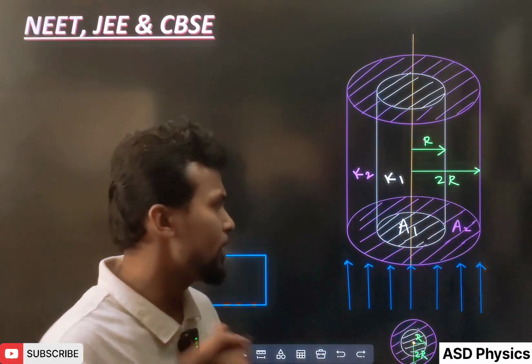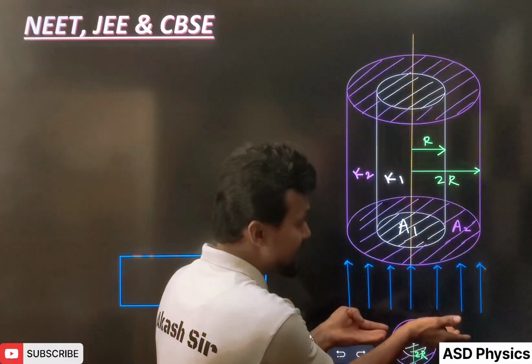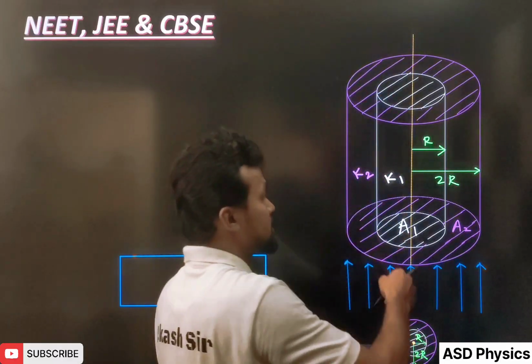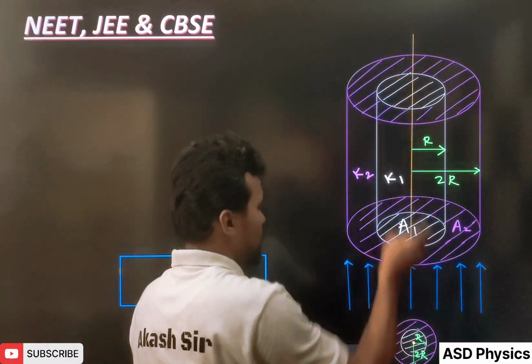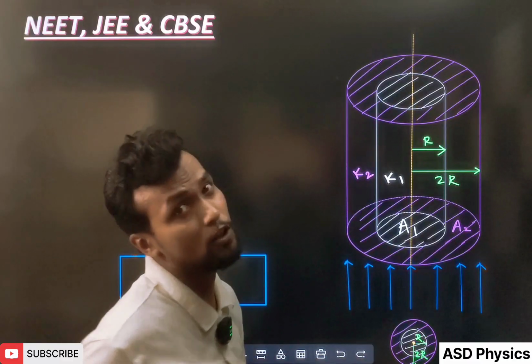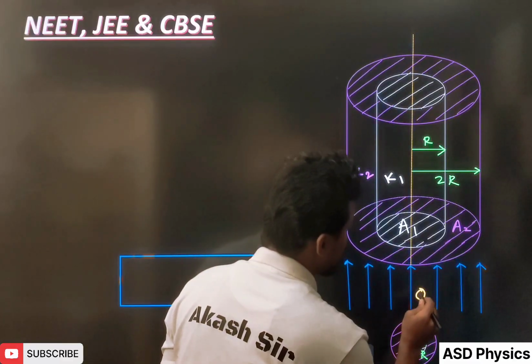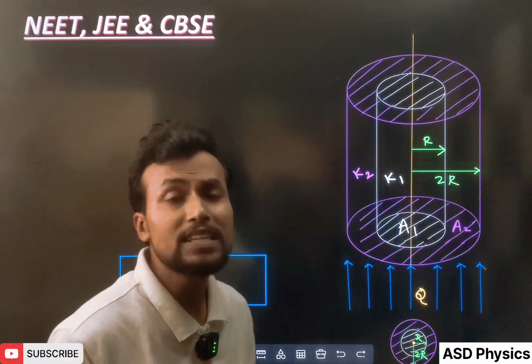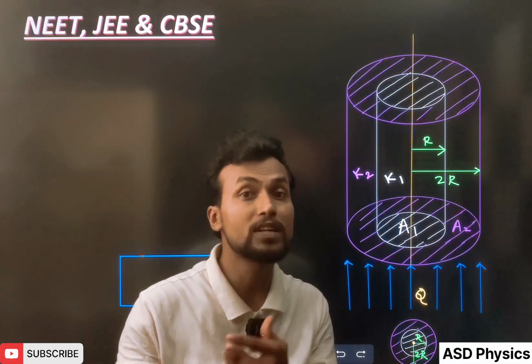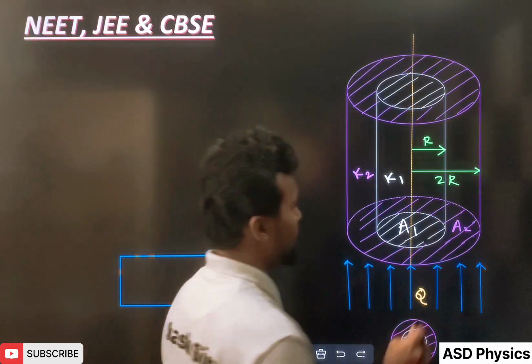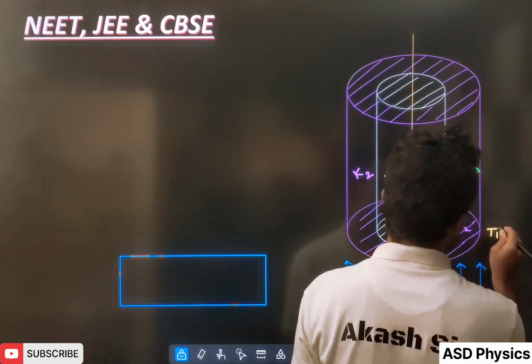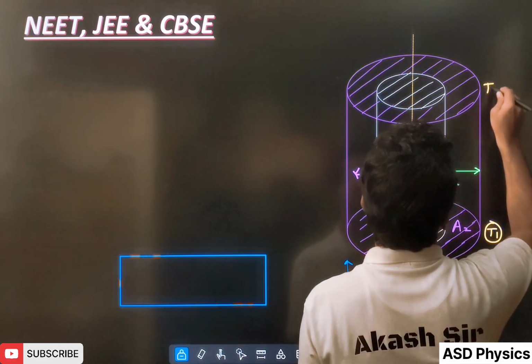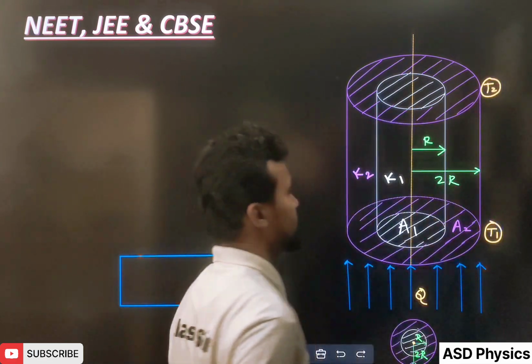Now students, we have to decide whether these two cylinders are connected in series or parallel. According to the question, the heat is flowing along the length. Let's take the heat as Q. You know very well that heat always flows from high temperature to low temperature. So let's take this end at temperature T1 and this end at temperature T2.